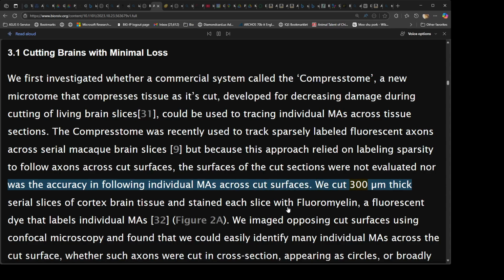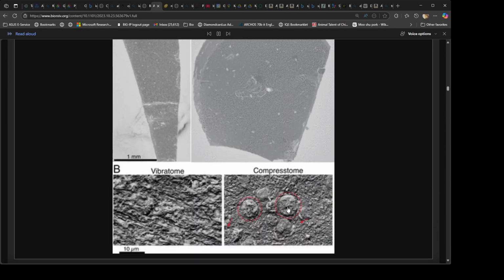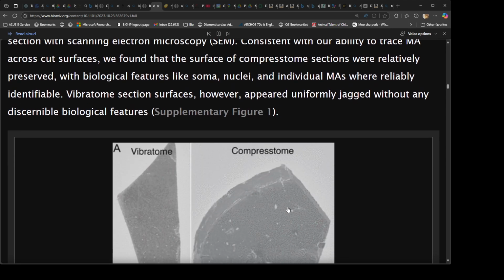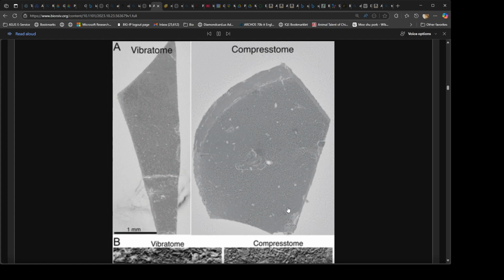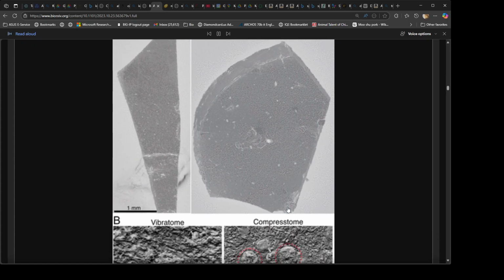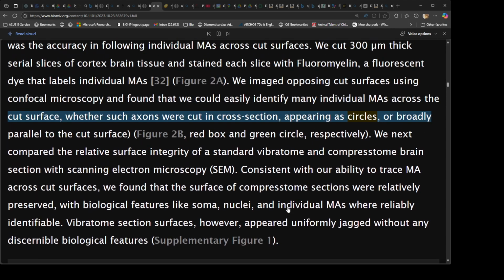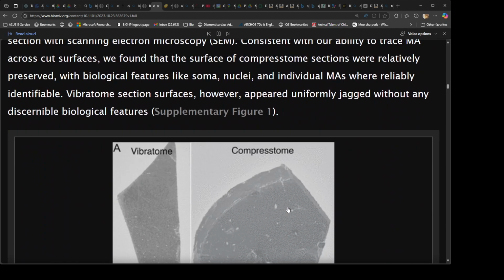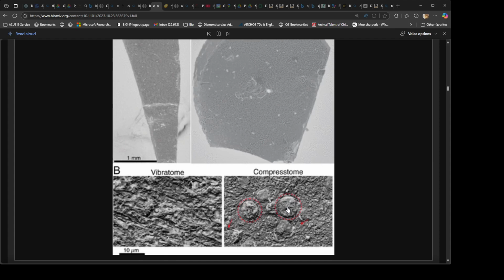We cut 300 µm thick serial slices of cortex brain tissue and stained each slice with fluoromyelin, a fluorescent dye that labels individual MAs (32), Figure 2a. We imaged opposing cut surfaces using confocal microscopy and found that we could easily identify many individual MAs across the cut surface, whether such axons were cut in cross-section, appearing as circles, or broadly parallel to the cut surface. Figure 2b, red box and green circle, respectively.